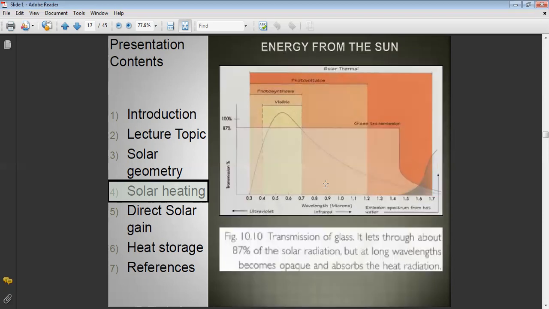And over here, as you can see, glass transmits about 87% of the solar radiation, but at long wavelengths becomes opaque and absorbs the heat radiation. So as you can see, the white, this opacity based area, this is the transmission. So a lot of the energy spectrum from hot water, or wavelength of microns and infrared as can be seen, but longer wavelengths are absorbed and most opaque and absorb the heat radiation, so they are retained.